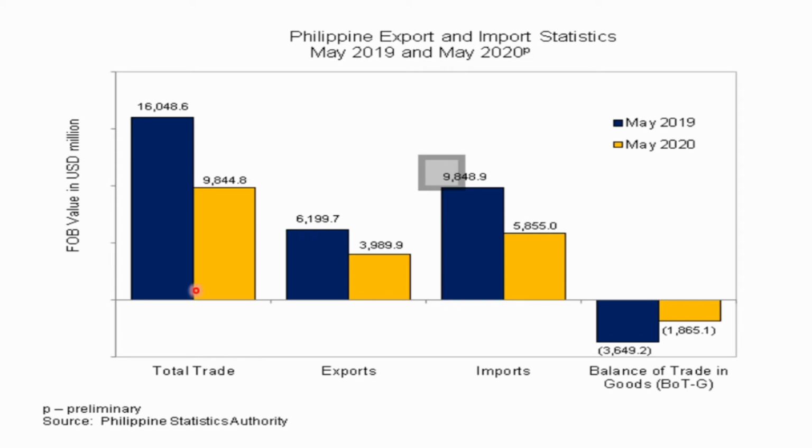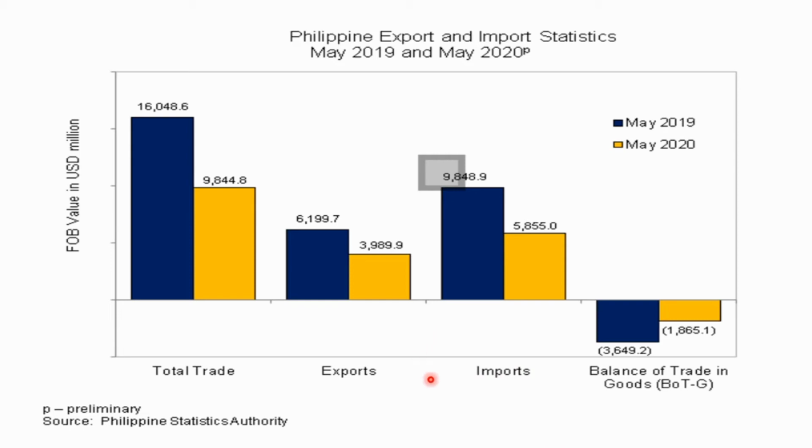Kung tingnan natin yung yellow bar, ang layo ng height niya from the blue bar. Almost half, di ba? Ibig sabihin, malaki ang ibinaba ng total trade in May 2020. What do you think, guys, was the possible reason with this situation? Did you say because of the COVID-19 pandemic? Yes, malaki ang naging epekto ng pandemic sa trade domestically or internationally. Maraming businesses ang nagsara, walang produksyon, walang operasyon.